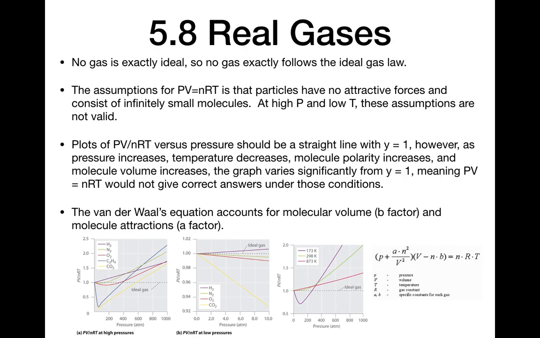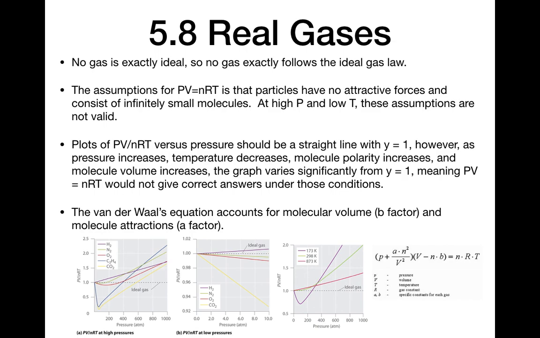It should be a straight line with y equal to 1. However, as we see on these graphs, you do have some variation from PV over nRT equaling 1. And these differences are most pronounced at very high pressures like 200, 400, 600, and 800 atmospheres. So the left two graphs are showing the variation of PV equals nRT for different gases. You do see that some gases vary more than others, and generally that's because they have larger molecules and more attractive forces than others. But we also see that the variations from ideal behavior are less at higher temperatures.